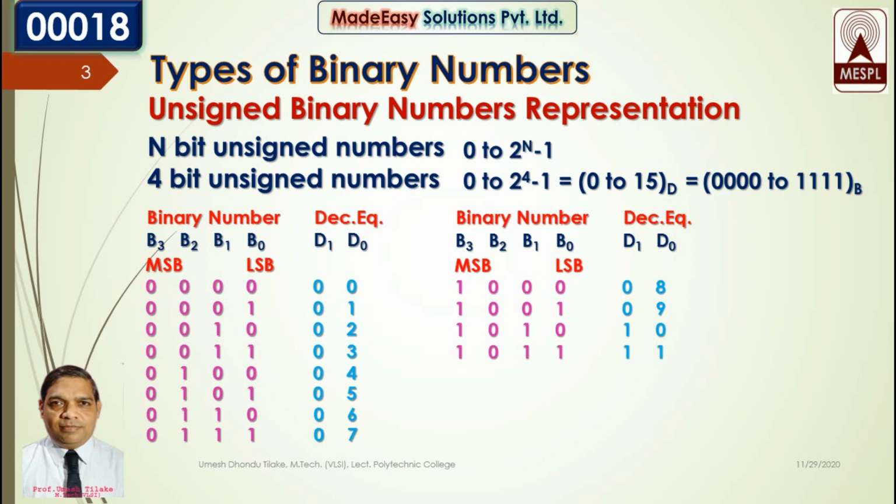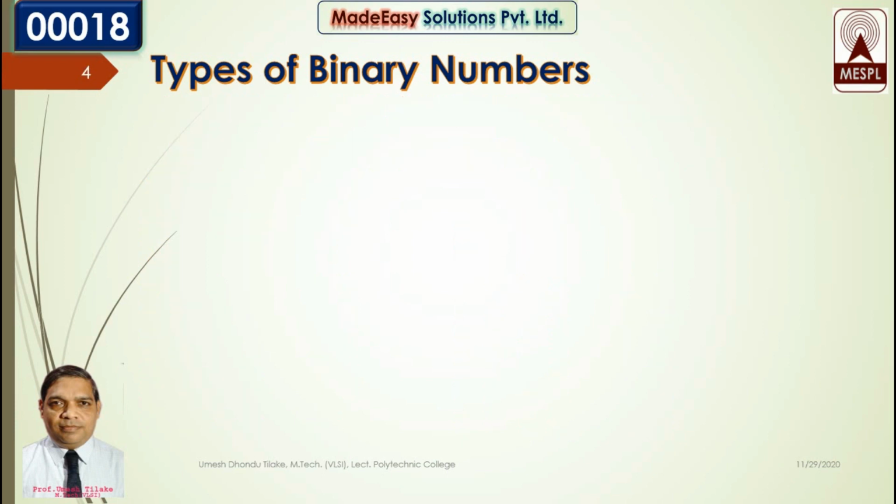1011 is 11 in decimal. 1100 is 12 in decimal. 1101 is 13 in decimal. 1110 is 14 in decimal, and finally 1111 is 15 in decimal. Now we will see signed binary number representation.